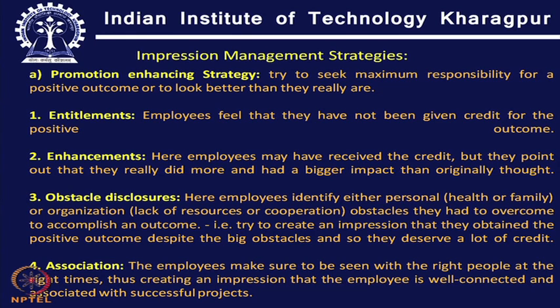Number 4 is association, where the employees make sure that they belong to the right group of people at the right point of time. They try to mention their names as parts of a very well known group, or as well connected with someone very big, so that you form the impression that this person is well connected and has been part of successful projects, or is well connected with a well known person. So, he is also of that same nature and that same type.